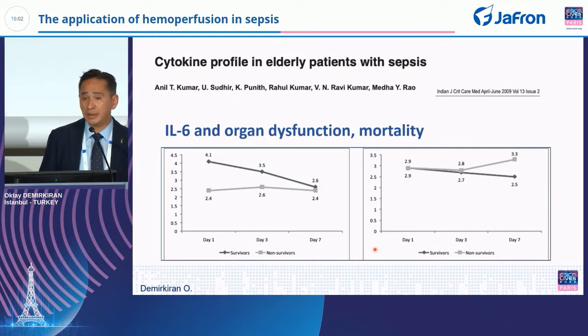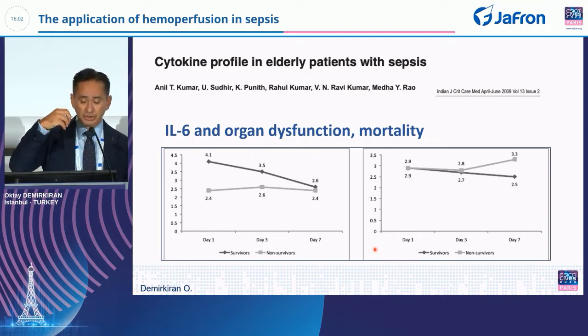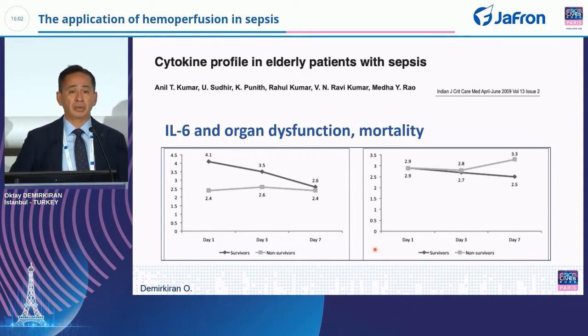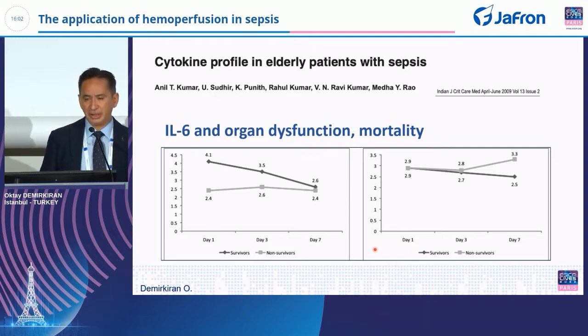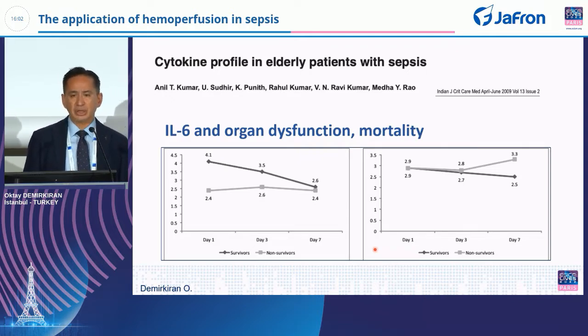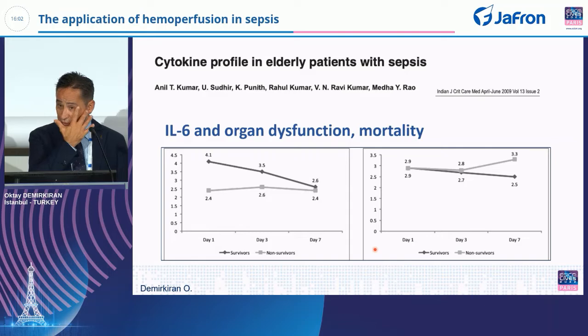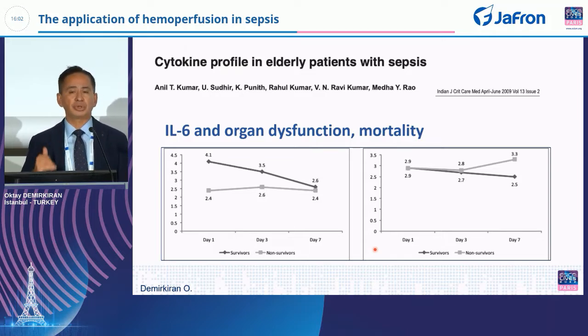And the cytokine profile in sepsis is important. If we check this, IL-6 and organ dysfunction have a very strong interaction. If you look at the Kuma study, the IL-6 in survivors and non-survivors, the right side is for male and the left side is for female. In both male and female survivors, the IL-6 level decreases, and in non-survivors, there is no change or it increases.